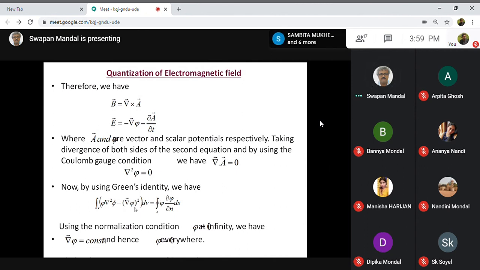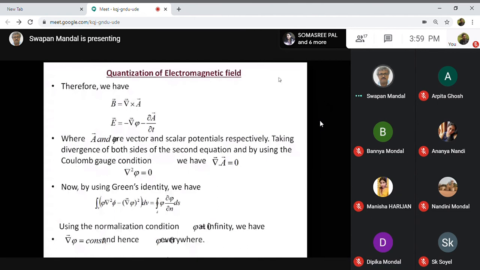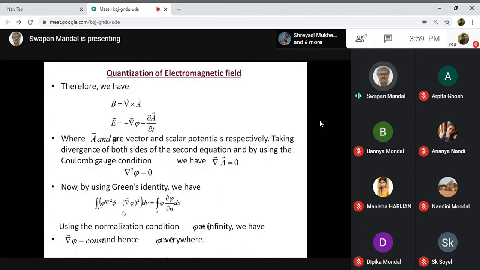However, grad phi should be 0 at infinity. Grad phi means electric field. Electric field vanishes at infinity. Therefore, grad phi is equal to 0 at infinity. Just I am claiming grad phi is constant as well as grad phi vanishes at infinity. What does it mean? It means that grad phi equal to 0 and grad phi equal to constant. Okay, so phi equal to constant. Okay, sorry.